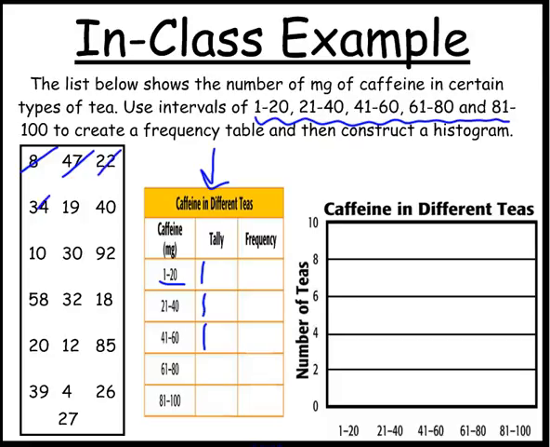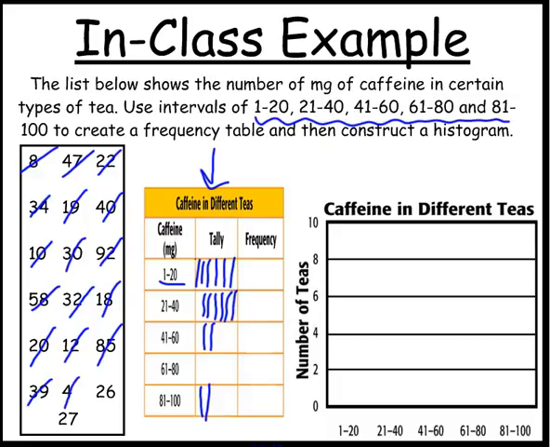22, 34, 19, 40, 10, 30. I know I said I was going quicker, but I'm really not. 92, 58, 32, 18, run out of room, 20, 12, let's go over here, 85, 39, 4, way over here again, 26, and then 27.